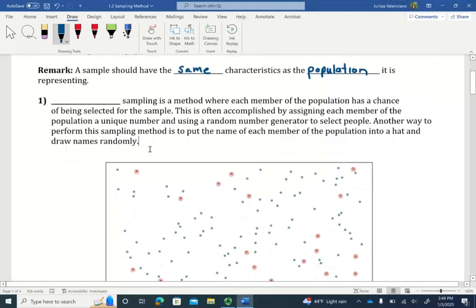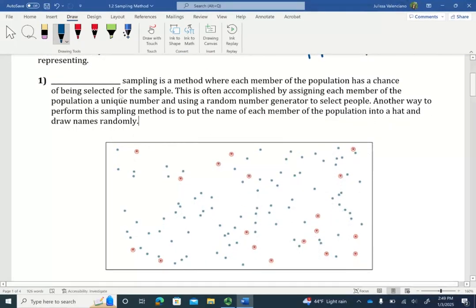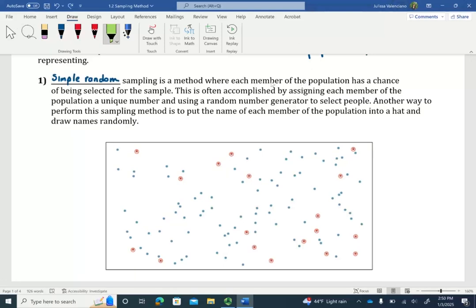So let's talk about the first technique. The first technique we're going to see is called simple random sampling. In this method, every member of the population has a chance of being selected. In fact, every member has an equal chance of being selected. How do we accomplish this? Well, we take the population, so every individual in the population, and we assign a unique number to each member. Then we use a random number generator, and you can find any random number generator online. We use this generator to select people.